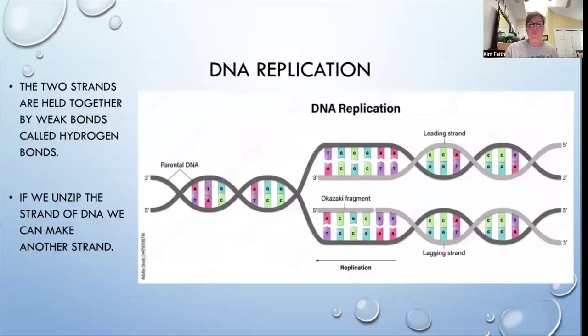So all we have to do is unzip our DNA, and then we have that strand available to put the base pairs back in. So as soon as we unzip it, each strand is exposed and it can pull in its opposite partner. Those attractions here are called hydrogen bonds, the type of bonds. They're very, very weak, which is important because we need to open and close our DNA over and over and over again. We need to be able to unzip it and then zip it back together.